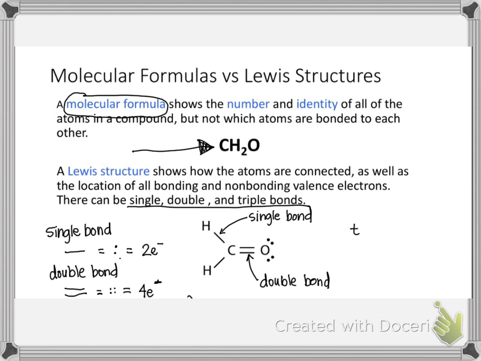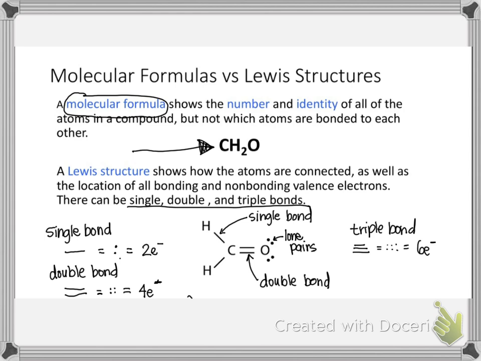Then we can also have a triple bond, which is not represented in this Lewis structure, but you can imagine it would have 3 lines. That would be 6 electrons shared, so 3 pairs of dots, 6 electrons. And so you can have all of those: single, double, triple. Also, these dots here, remember, these are the lone pairs or non-bonding electrons. So they can still have those.